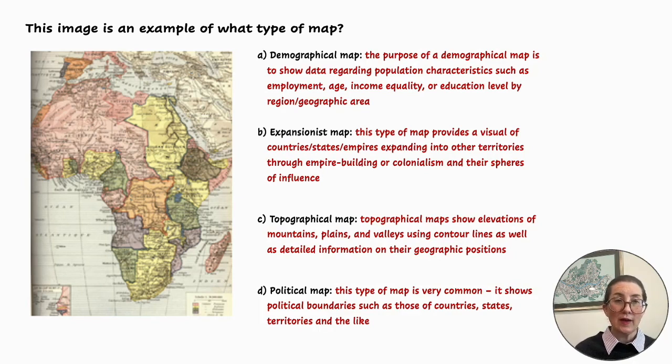So, which one would we use for this type of map? Which one defines this type of map exactly? As in my previous slide, I explained how this was the scramble for Africa, where countries and empires were trying to get as much territory as possible. So it is B, expansionist map.